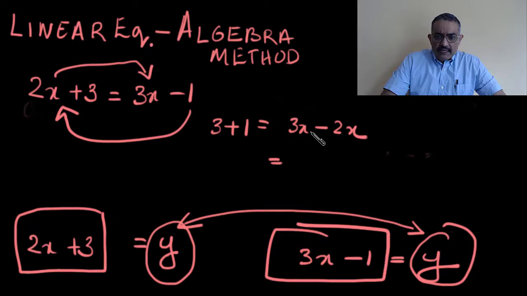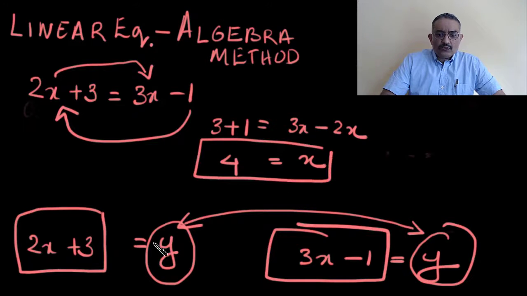So this side is 3 minus 2, 1, x or x. In this side we have 4. So x is equal to 4. And that's basically the solution.